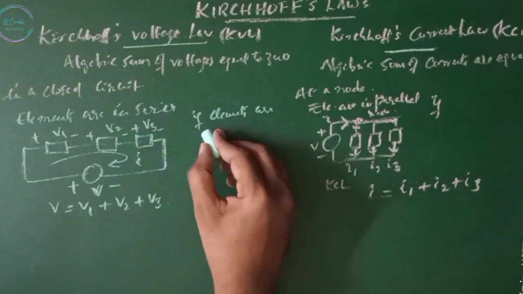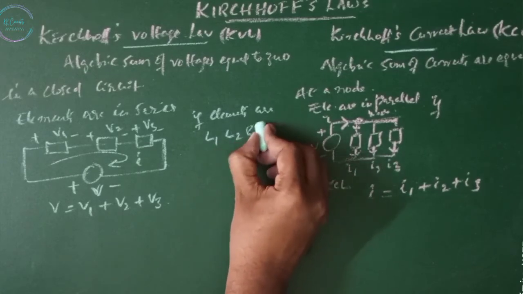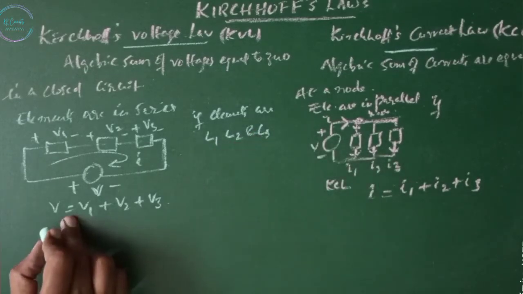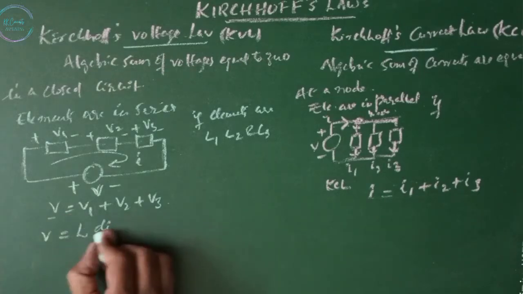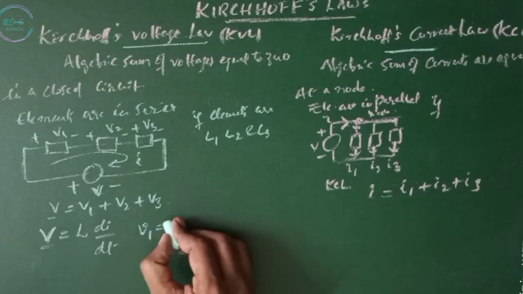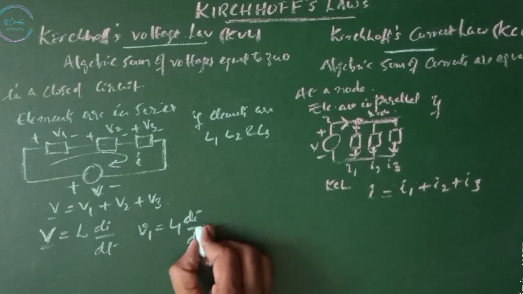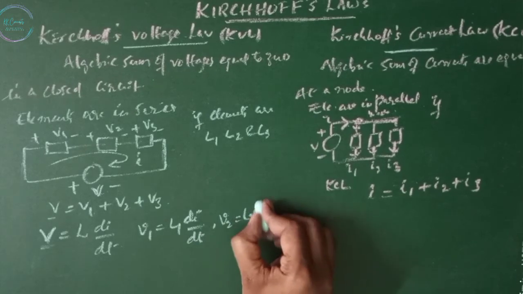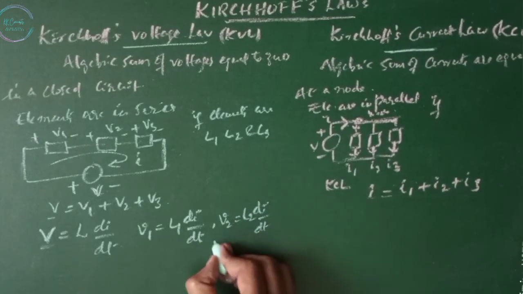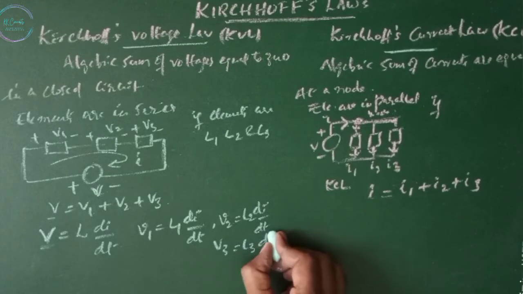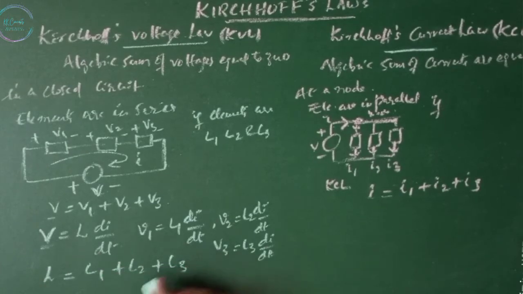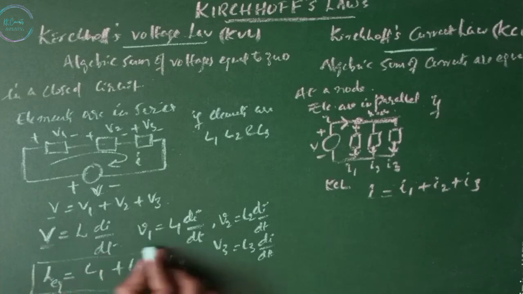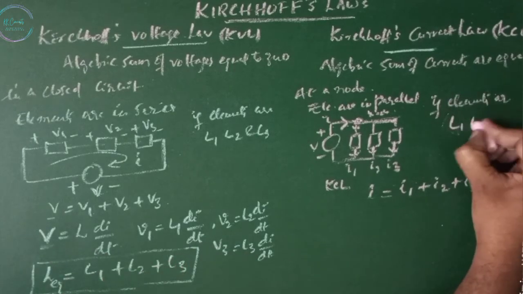If the elements in the circuit are inductors, that is L1, L2 and L3, then we know the formula for an inductor: V equals L di by dt. V1 equals L1 di by dt. V2 equals L2 di by dt. And V3 equals L3 di by dt. Now if you substitute this in KVL, you get L equals L1 plus L2 plus L3, the equivalent or total inductance of the circuit with elements L1, L2 and L3.